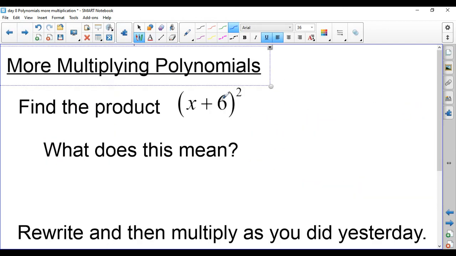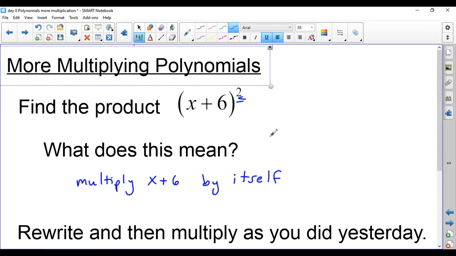The first thing we're going to add is what happens when we want to find the product when we have x plus 6 squared. We have to think about what that square exponent means. It means multiply whatever is inside the square, multiply the x plus 6 by itself. When you square something, you multiply it by itself.